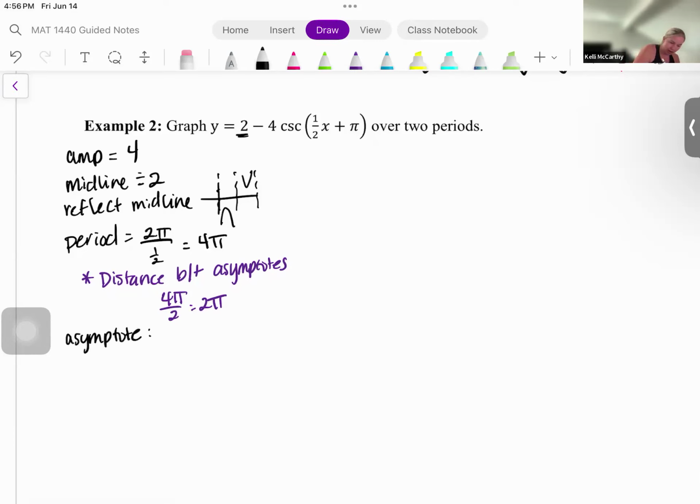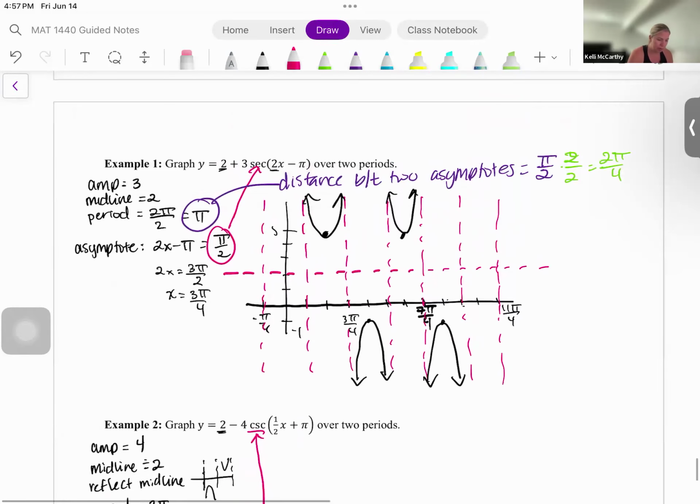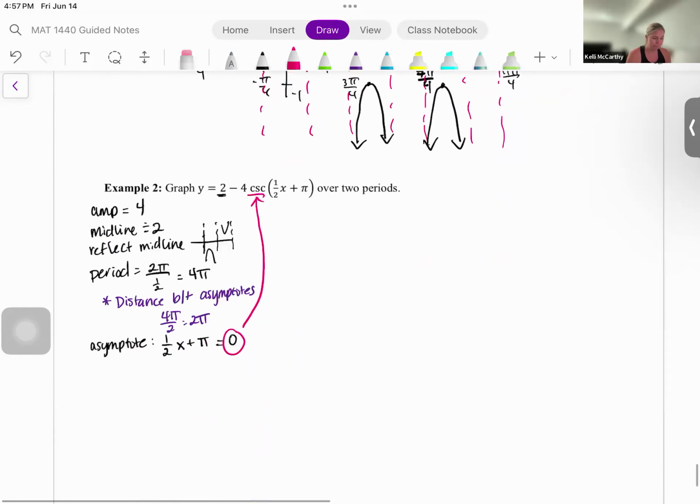We're going to take our argument 1/2 x plus pi, and we're going to set it equal to 0. Again, that's that first asymptote from our parent function of cosecant x. So again, the 0 has to do with the fact that it's cosecant here. Let's make sure we noted that here. Yep, pi over 2 for secant. Good.